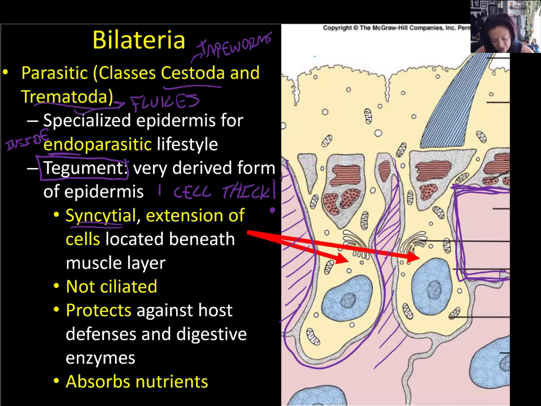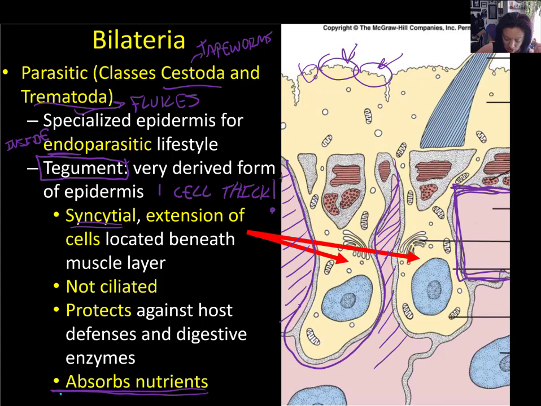This upper portion of the tegument is also very porous. You can see that on the plasma membrane up here where I just circled. There's a lot of gaps and holes. This is because the tegument is also specialized to absorb nutrients directly into the body of the parasite. Okay.